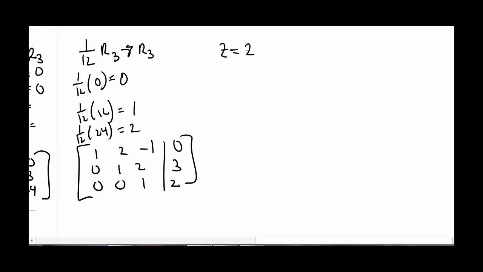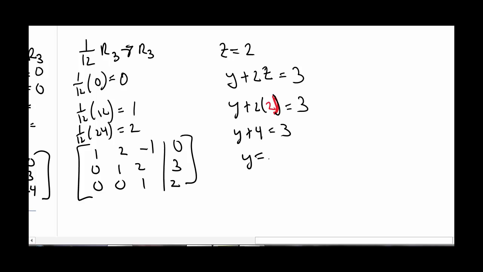So that row that says, the middle row says 0, 1, 2, 3. So that says y plus 2 times z equals 3. And I know z happens to be 2. And I'm having color issues. Okay, so that's y plus 4 equals 3. So y has to be -1.